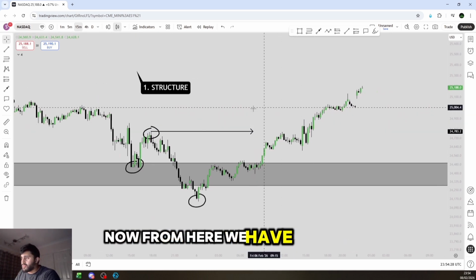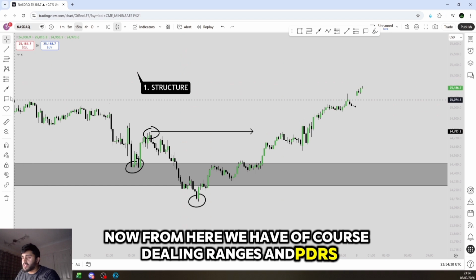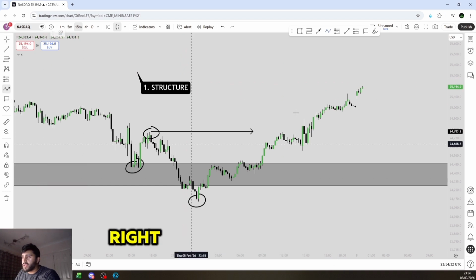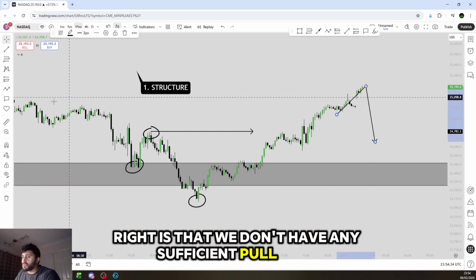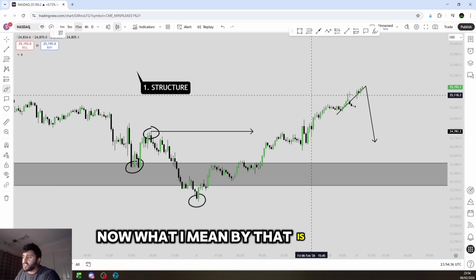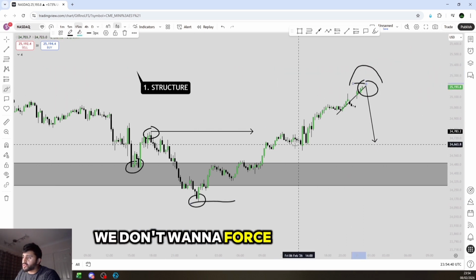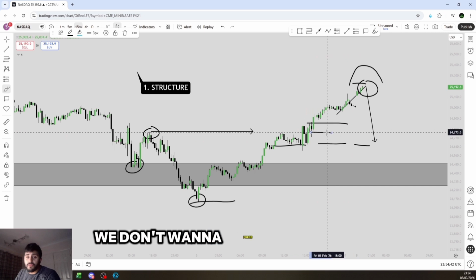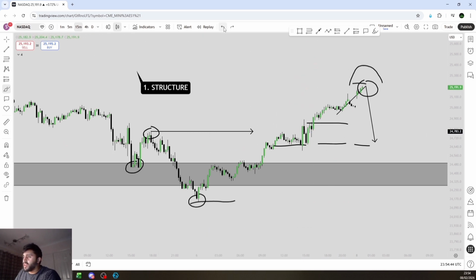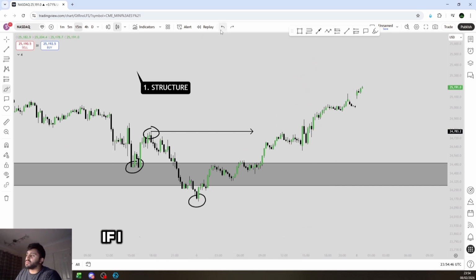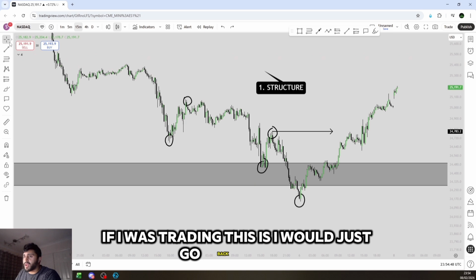Now from here we have, of course, dealing ranges and PD arrays. But what's interesting here is that we don't have any sufficient pullback. What I mean by that is when we don't have a pullback, we don't want to force the dealing range. We don't want to force where we put our fibs. We don't want to force where we put our fair value gaps.